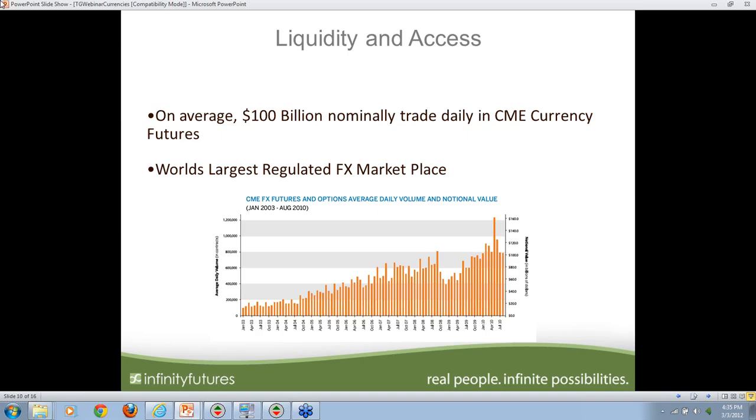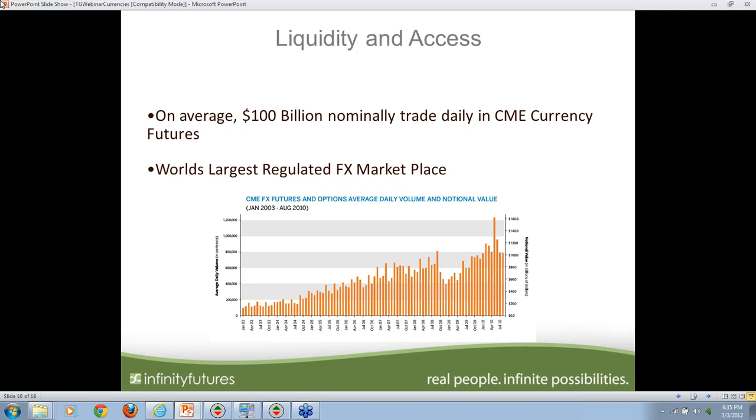So with liquidity and access, as we mentioned, on average, there's $100 billion per day nominally traded in the CME currency futures. Again, this is one of the primary or largest marketplaces that you can go and trade without having to go through an ECN, which is multiple banks coming together, and realistically, you have to have a decent sized account for the most part for trading on an ECN. So it's the world's largest marketplace.